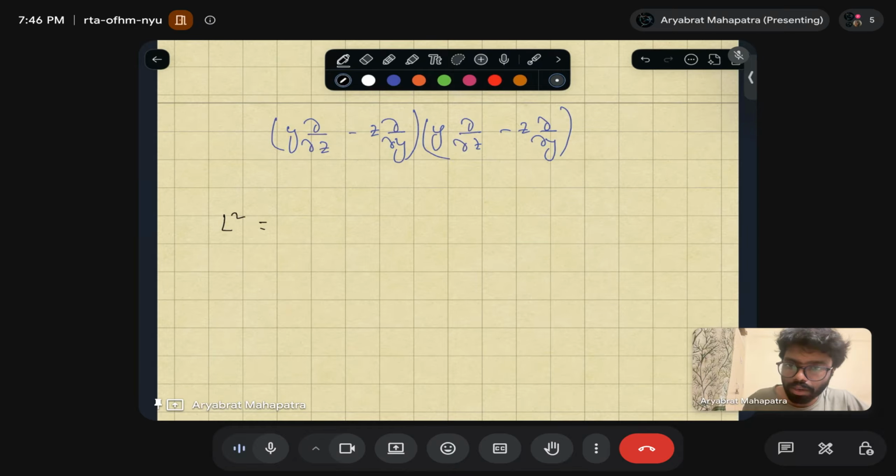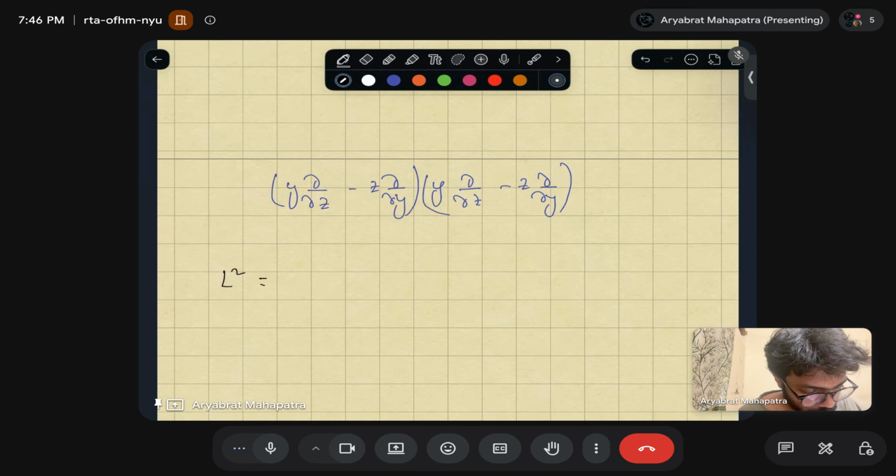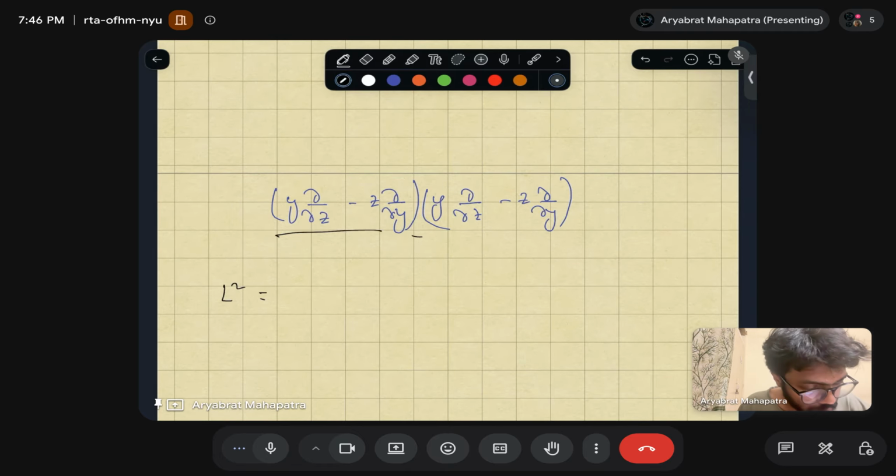Can you tell me one thing: when I expand the square ypz minus zpy, how will I write it? I will write y square pz square plus z square py square minus 2 ypz zpy. Will it be correct? You are telling expanding this one, the x component. Yes, the x component. So okay, ypz minus zpy.